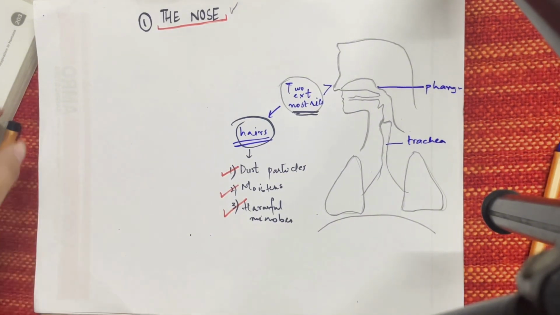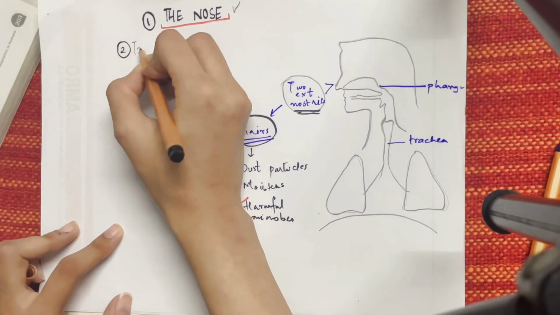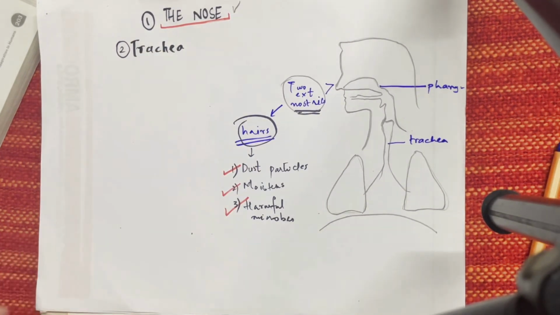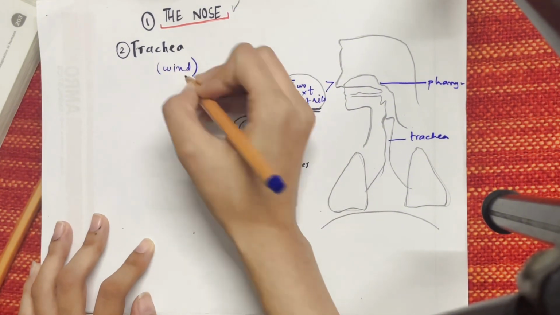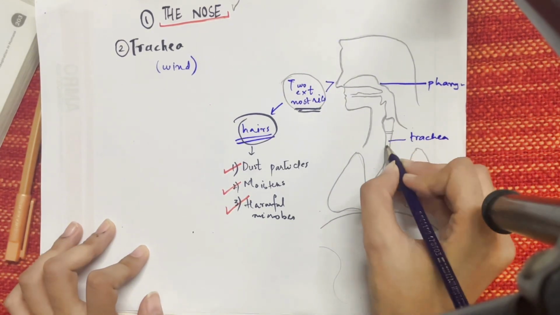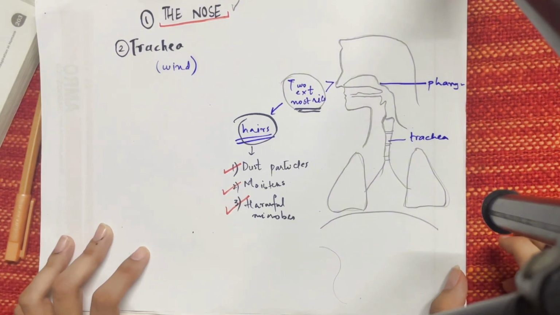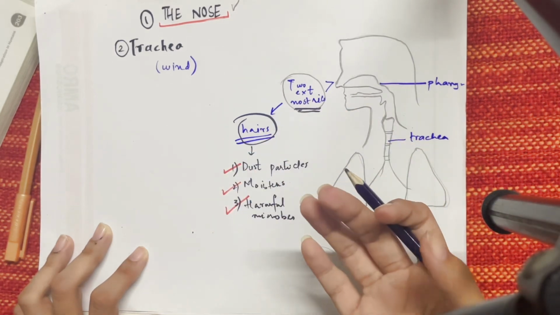Okay, next, number 2, we have the trachea. Now, what is the trachea? It is also termed the windpipe, which is supported by C-shaped cartilage. These C-shaped cartilage structures are responsible for keeping the lumen open. And the membrane next to the lumen is the epithelium.